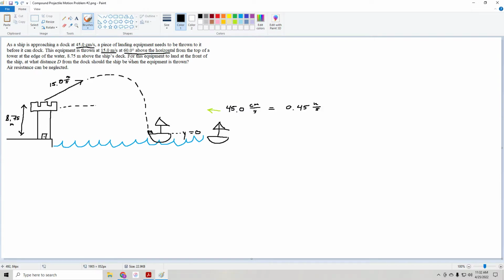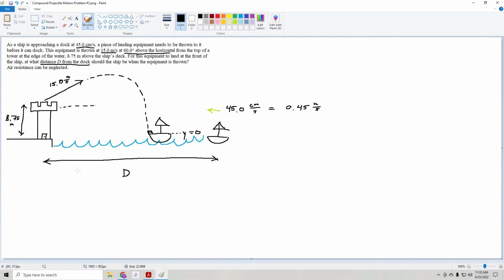And so for the equipment to land at the front of the ship, like I've drawn here, at what distance d from the dock should the ship be when the equipment is thrown? And we don't care about any complexities like air resistance. So in our picture, what is d? Well, that's this distance right here.